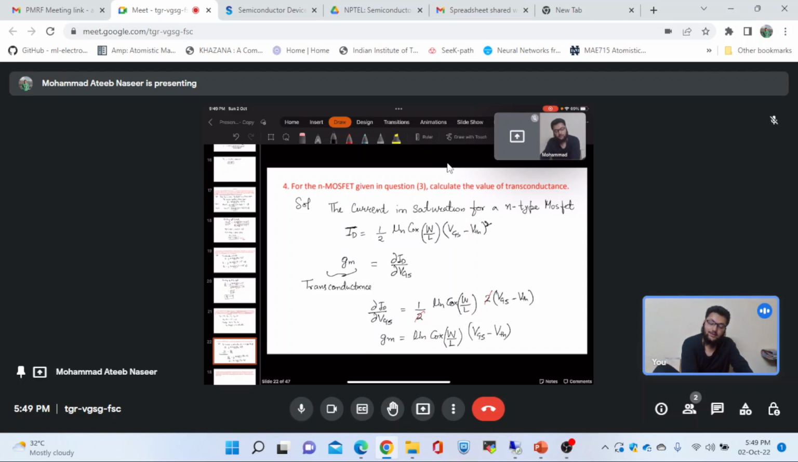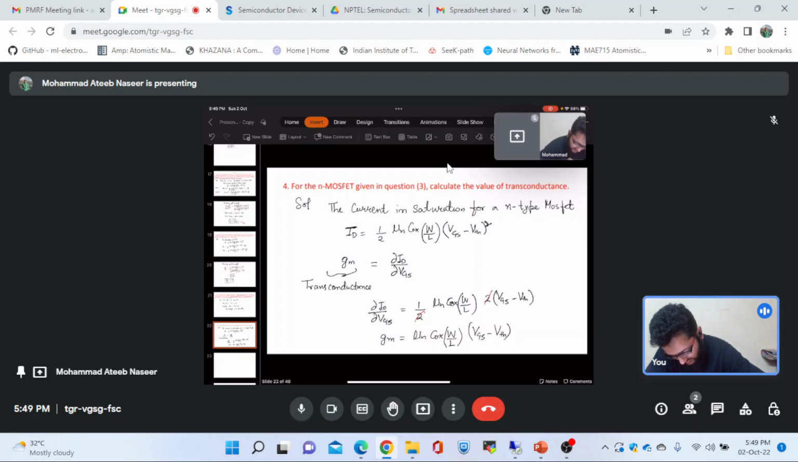And we found this by writing the equation for the MOSFET in the saturation region. And here we had the N-type MOSFET. Now let us calculate the value for the GM. Let's insert some slides.